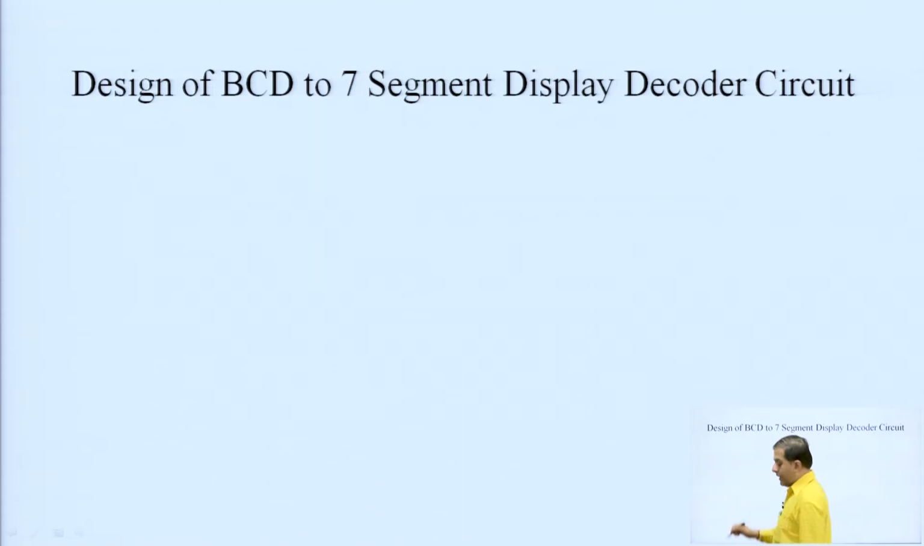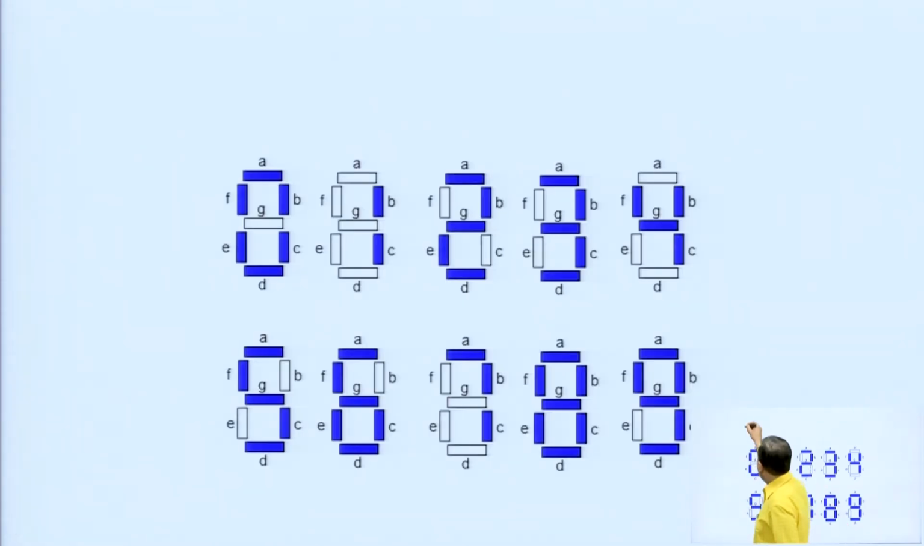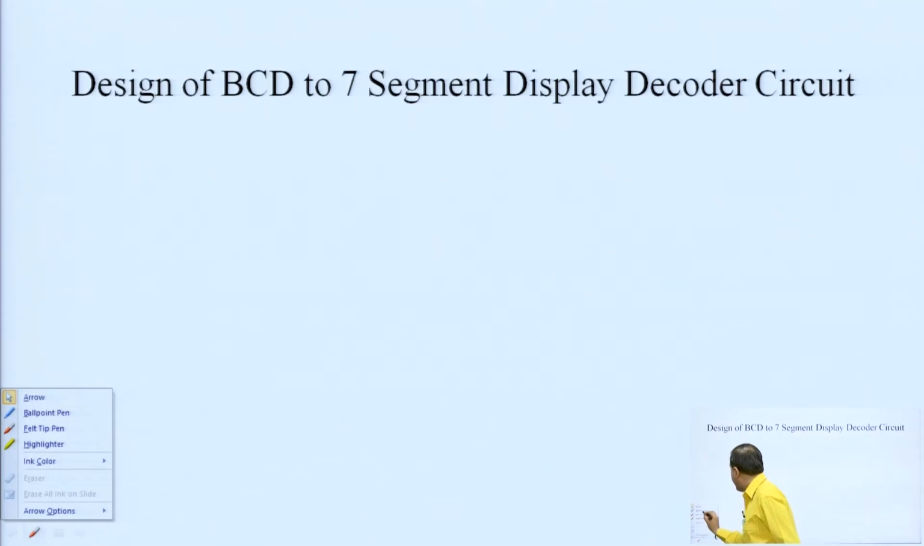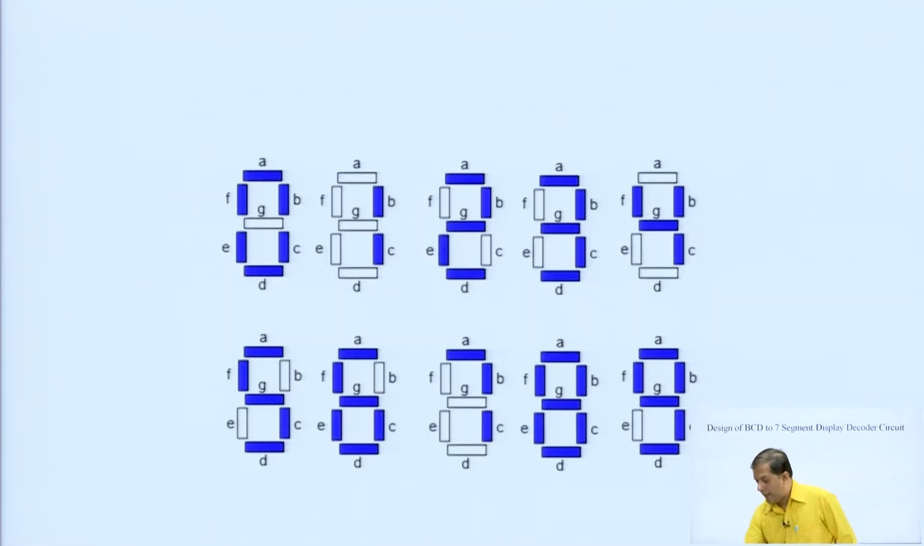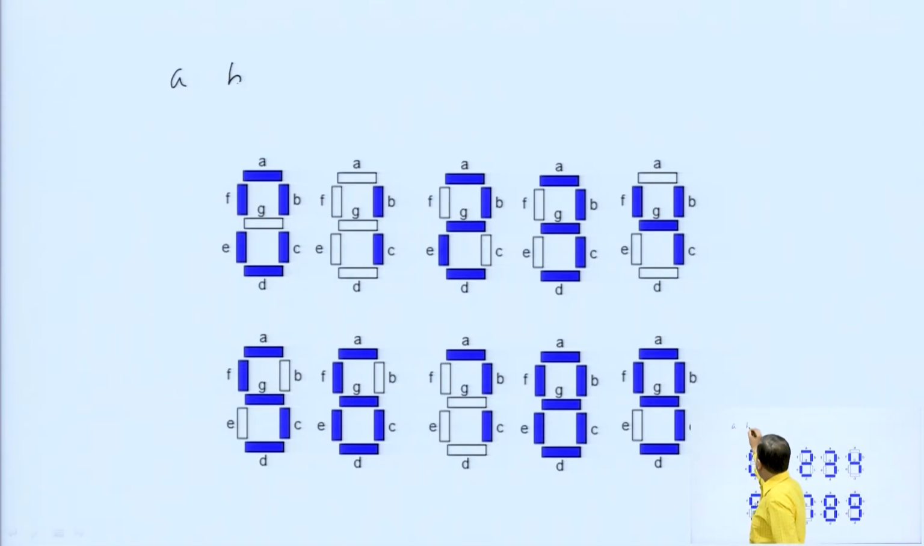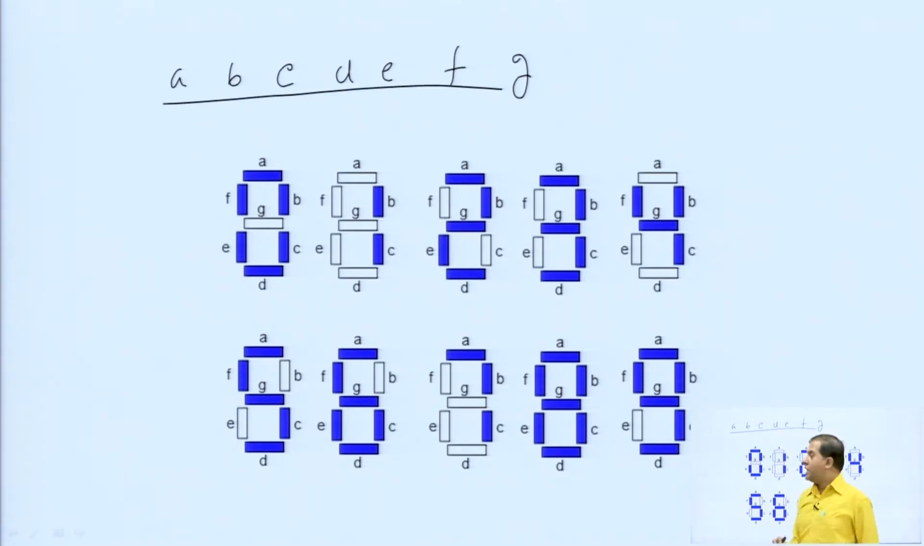A, B, C, D, E, F, G, total 7 segments are there. So, now for displaying 0, which will be active? See, A is active, B will be glowing, C will be glowing, D will be glowing, E will be glowing and F will be glowing, right. This is nothing but numeric 0, this is 0.